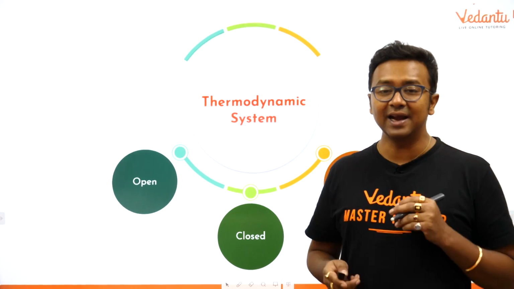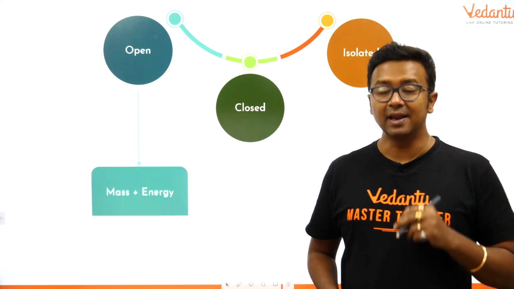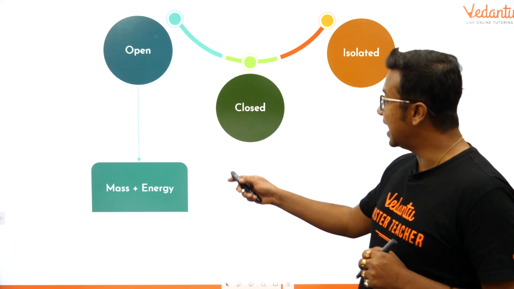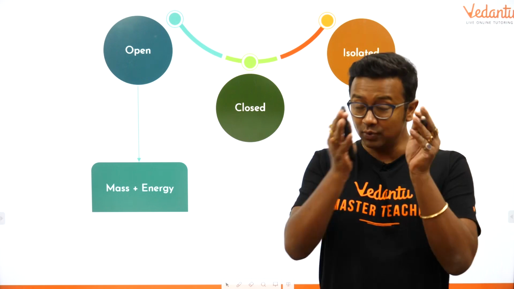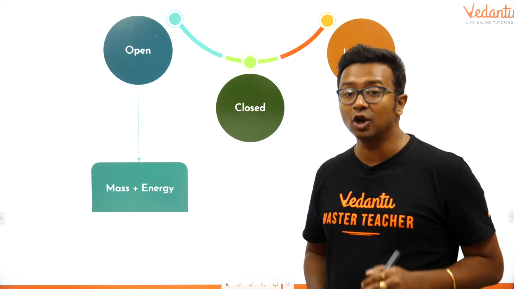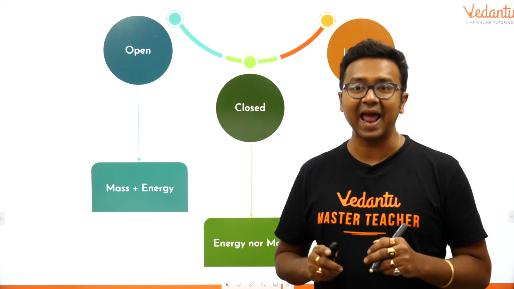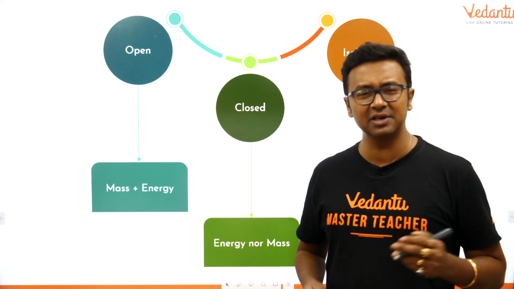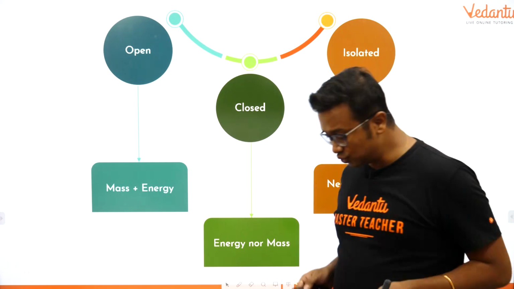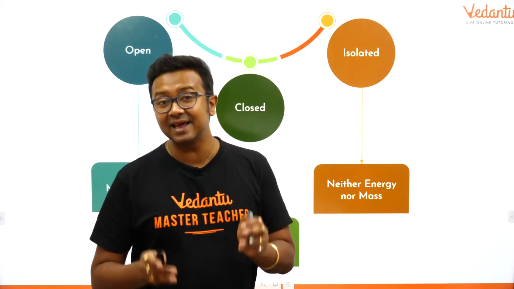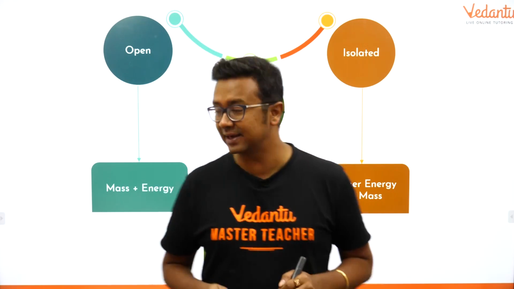Alright students, now let us understand what is an open system. An open system exchanges mass as well as energy between the system and the surrounding. A closed system is going to exchange energy but not mass. And an isolated system is not going to exchange either energy or mass. Now, students, let us take an example of each type of system and look into that.